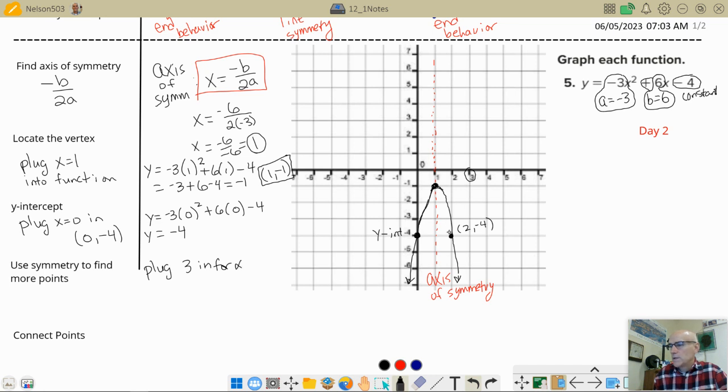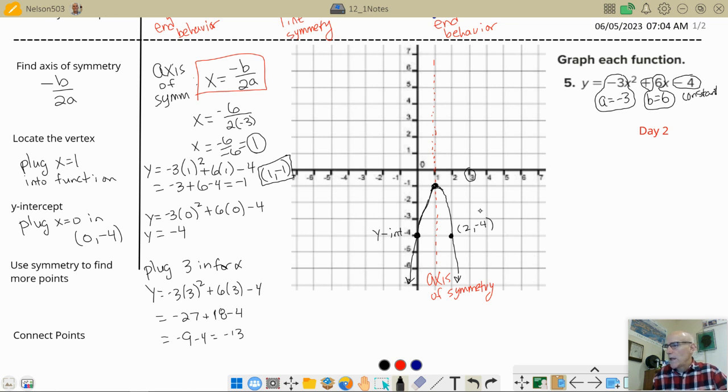You know how I'm saying, man, I'm having a hard time getting it to look nice and symmetrical. So you could plug some more points in. So you go y equals negative 3 times 3 squared plus 6 times 3 minus 4. Let's see how hard this is to do. 9 times negative 3 is negative 27. That's positive 18, and then minus 4. Negative 27 plus 18 is going to be negative 9. So I got negative 9 minus 4, so negative 13.